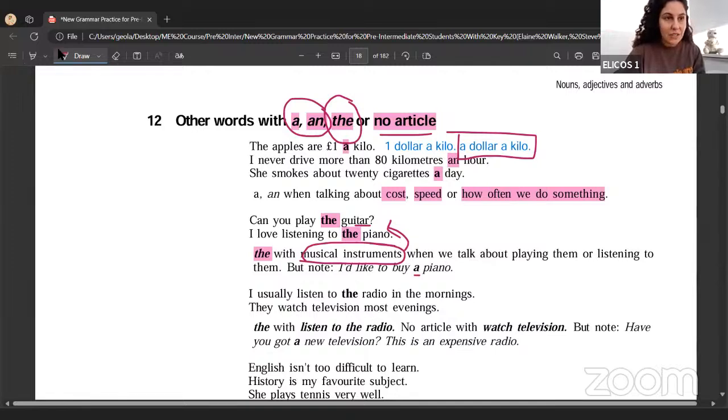I usually listen to the radio in the mornings. They watch TV most evenings. We use the with listen to. No article with watch. So just be careful. When we're listening to something, we say the. You know, I like listening to the radio. I like listening to the news. But I like watching TV. I like watching news. I like watching sports. Have you got a new television? This is an expensive radio.